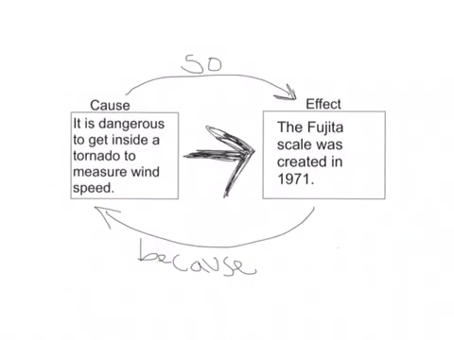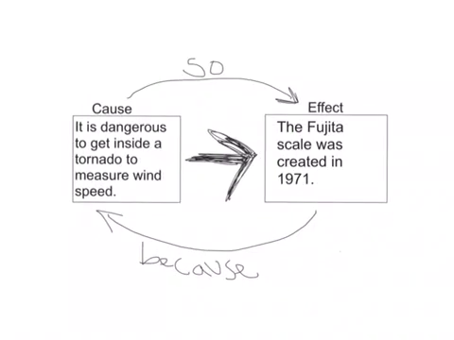So go ahead and add your effect into your recording sheet now. And let's see if we say it with our signal words, if it makes sense. All right, I'm going to start with box number 1, the cause. It is dangerous to get inside a tornado to measure wind speed. So, the Fujita scale was created in 1971. Does that work? It sure does.